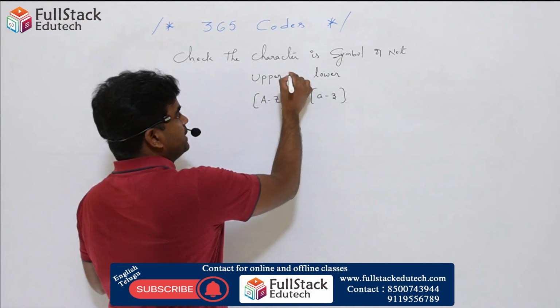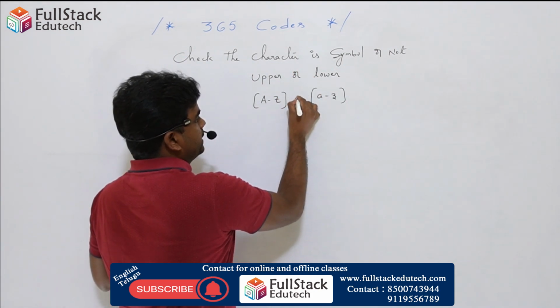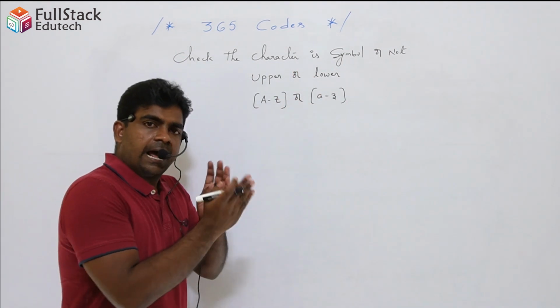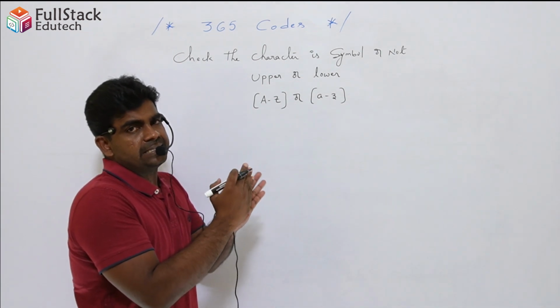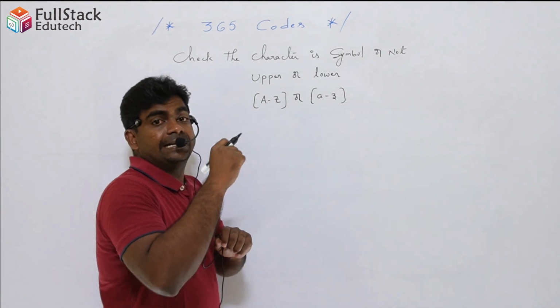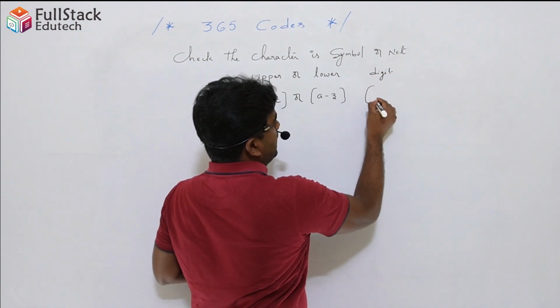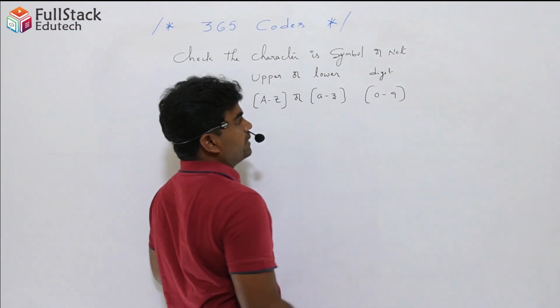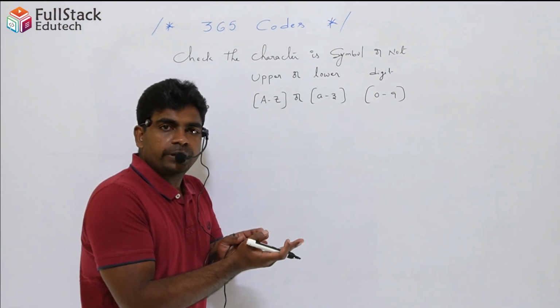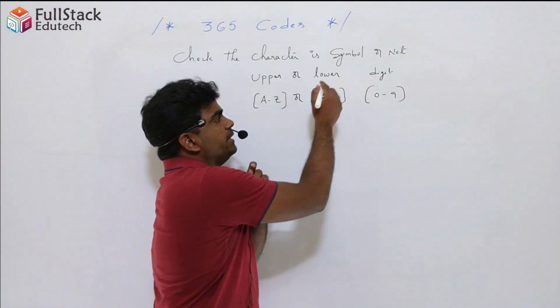Alphabet means what? Either uppercase or lowercase, both we consider as an alphabet. Digit means what? The character should be between 0 to 9. Alphanumeric means what? Either alphabet or digit.